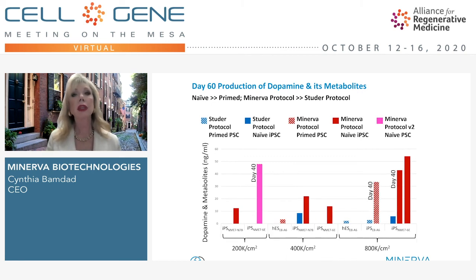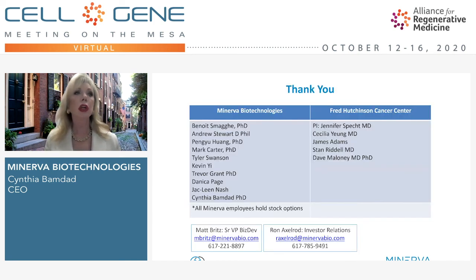And now we have an even further improvement of that protocol. If you look at the pink bar, you can see with our latest improvement, we have at day 40, the same amount of dopamine that is produced from 200,000 cells as was previously produced with 4 times that number of cells. So that's a significant improvement, and at an even earlier time point, we had over 40 nanograms per ml of dopamine being produced.